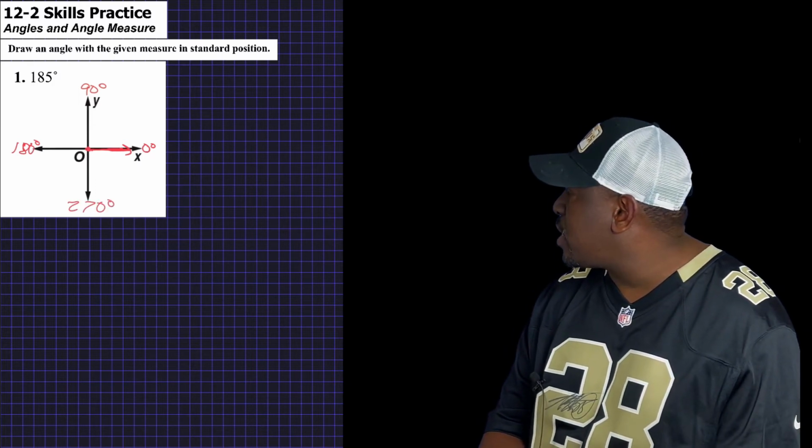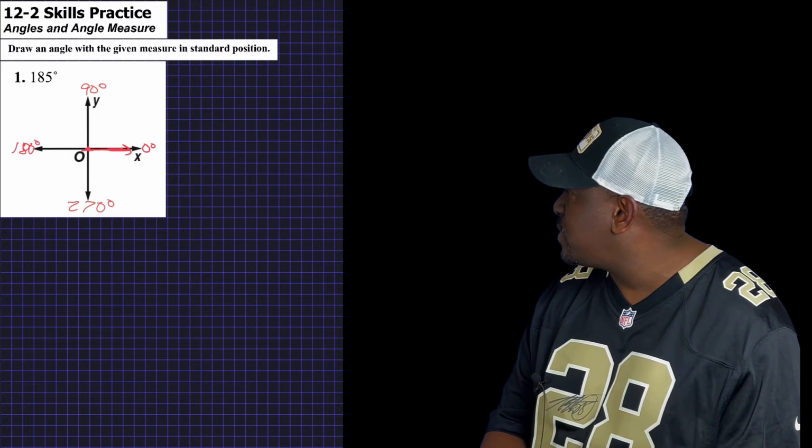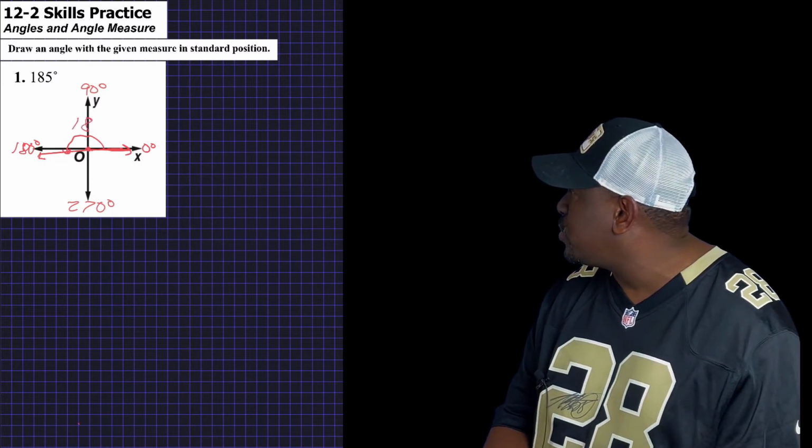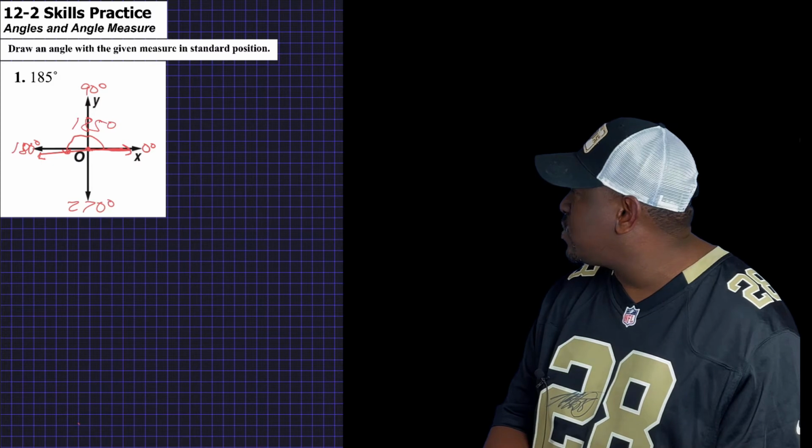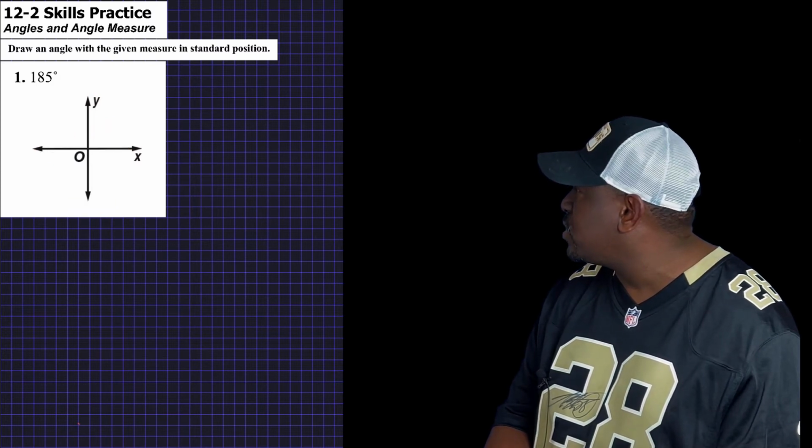The first thing I do is label our axes according to their appropriate degrees. The positive X is 0 degrees, the positive Y is 90 degrees, and the negative Y is 270 degrees. And what I did here is the NOLA Mathman drew 185 degrees. It's a little past 180 degrees.